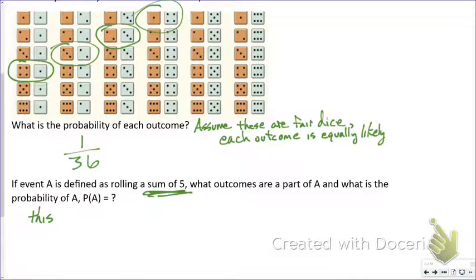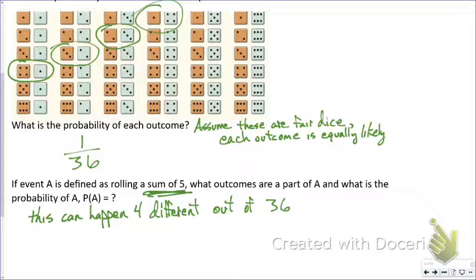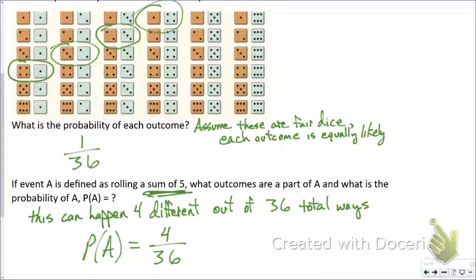This can happen 4 different ways out of 36 possible ways. Or let's say total ways, 36. So P of A is the number of favorable A outcomes over total outcomes. So 4/36 is one way to write it. You could reduce it down to 1/9.